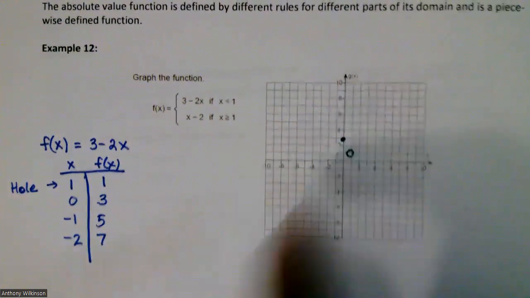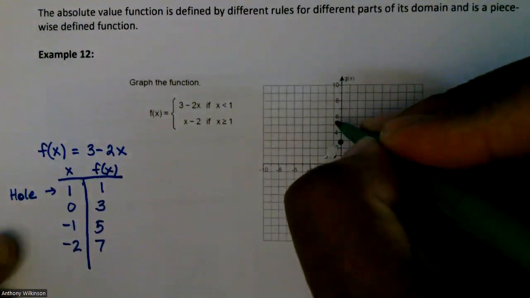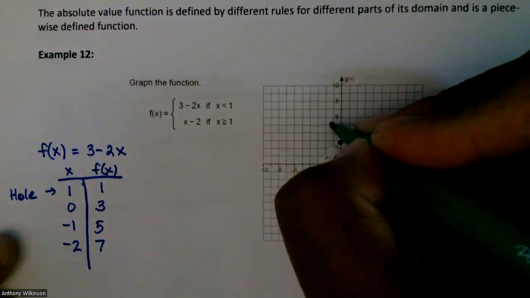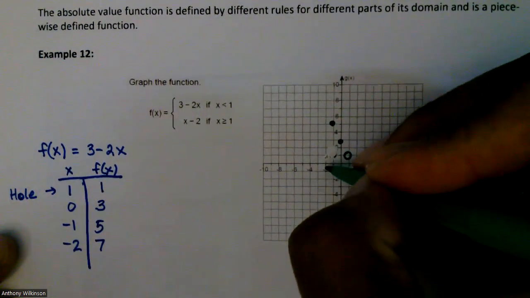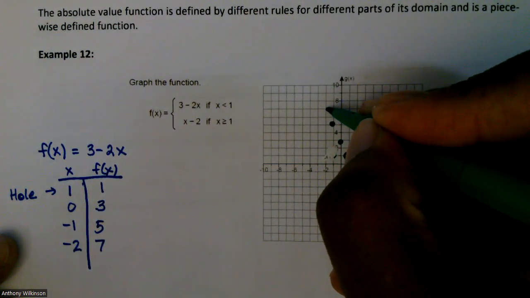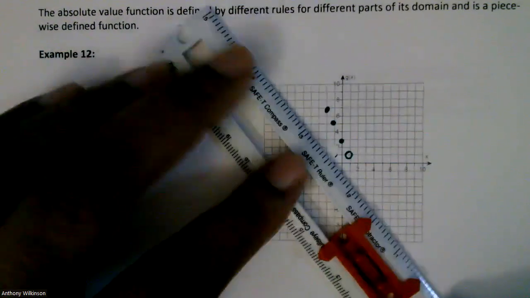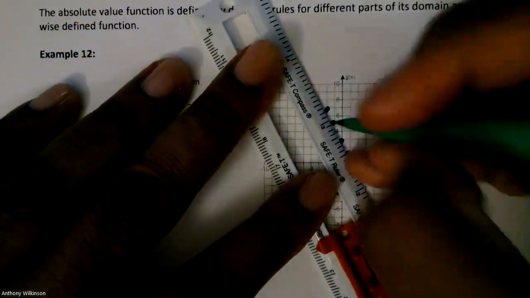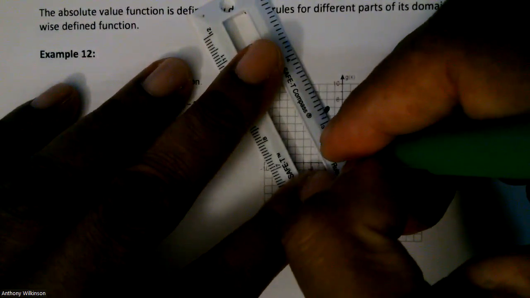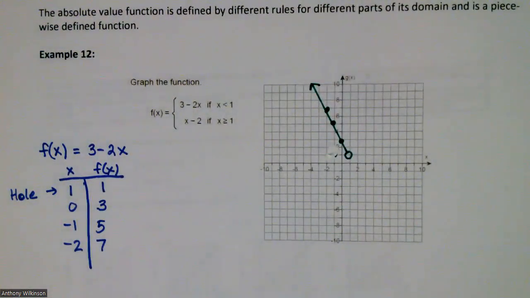(0, 3) is here. (-1, 5) would be to the left 1 and up 5. And (-2, 7) would be to the left 2 and up 7. So this part of the graph looks like this. Now notice I'm not drawing a line through that hole in the graph because that's not included. Okay.